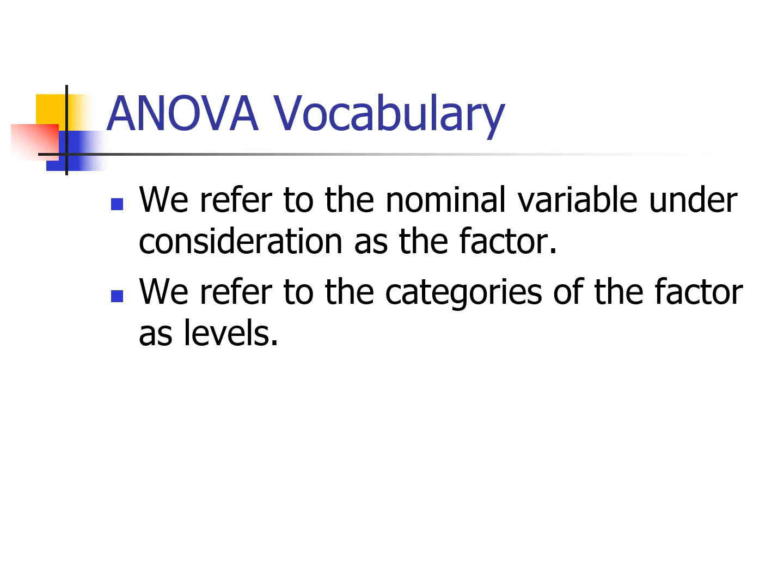A little bit of vocabulary. When we're talking about ANOVAs, we refer to the nominal variable under consideration as the factor. And we refer to the categories of the factor as its levels.